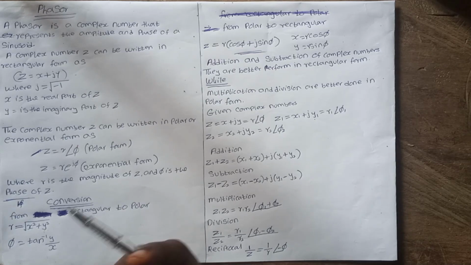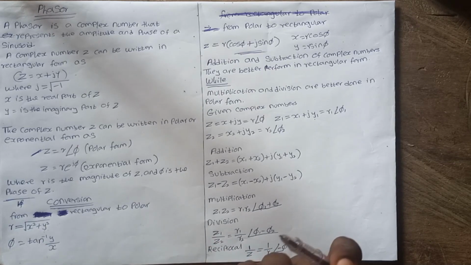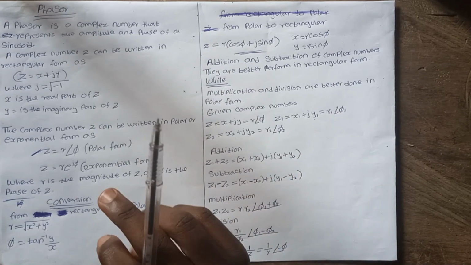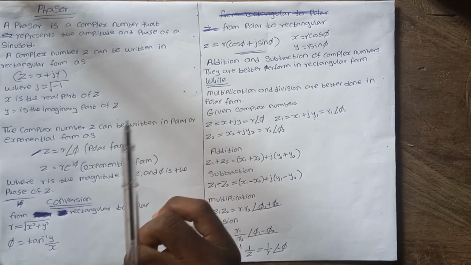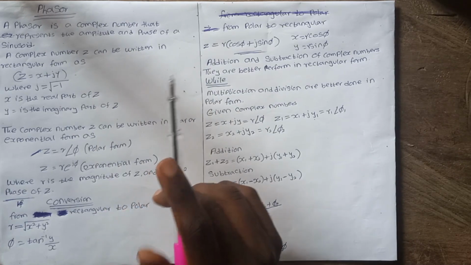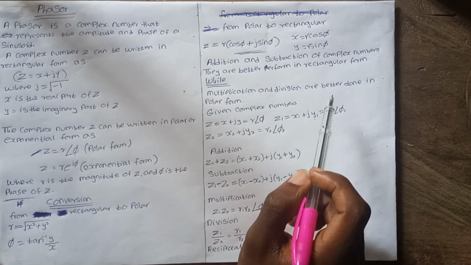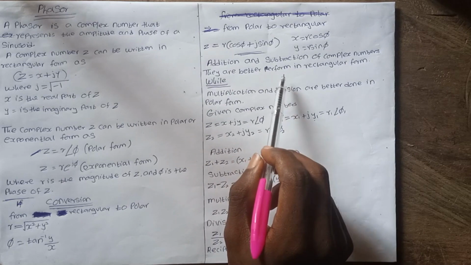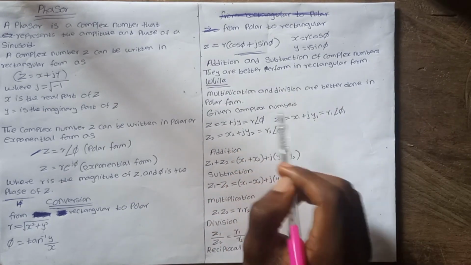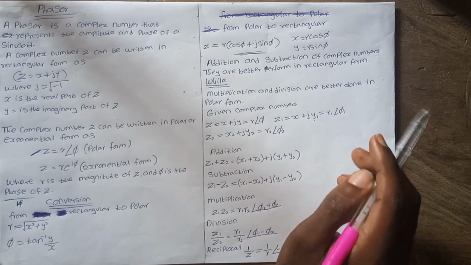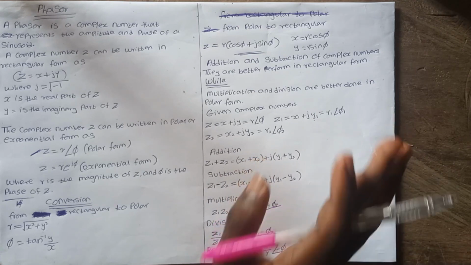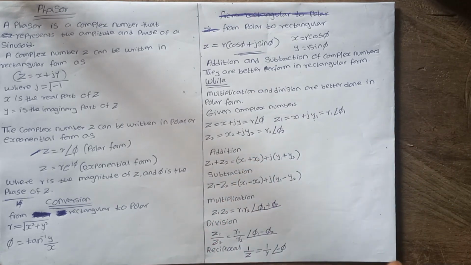So you may be asking the question: in what situation do we need to convert from polar to rectangular or from rectangular to polar? This is how we need them. If I have to add or subtract complex numbers together, we have to do it in rectangular form because it is better performed there. Addition and subtraction of complex numbers are better performed in rectangular form, while multiplication and division are better done in polar form. That is, if they ask you to multiply or divide, you will do it in polar form, and if I have to add or subtract, it's in rectangular form.